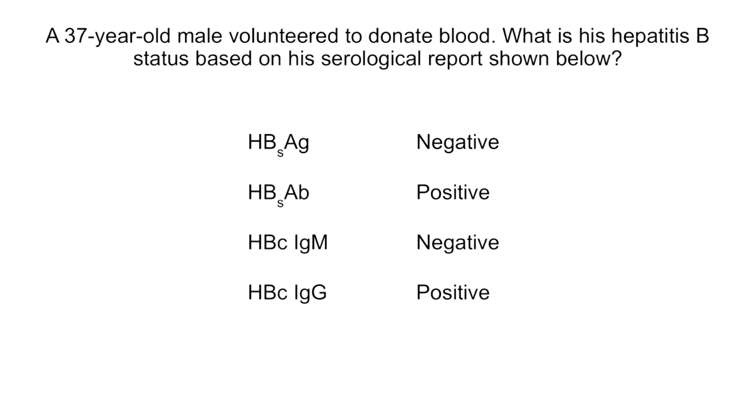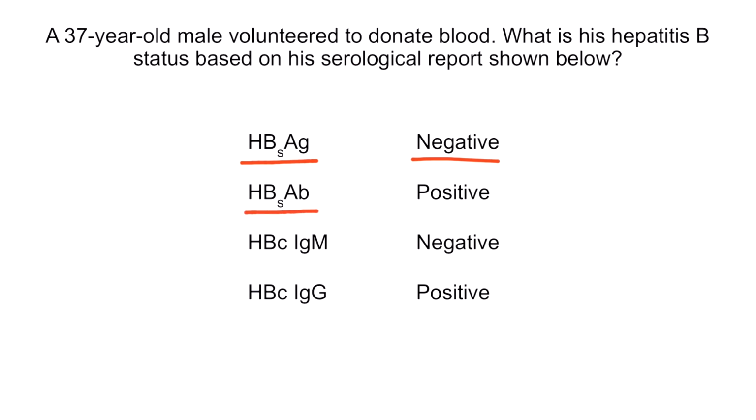Now, let's have a different set of labs with the same patient. So this time, the HBsAg is negative, the HBsAb is positive, the HBcIgM is negative, and the HBcIgG is positive. Now this patient has a negative hepatitis B surface antigen. Recall that a negative hepatitis B surface antigen either means an absence of infection or a window period. So let's move on to the other markers to make this clear.